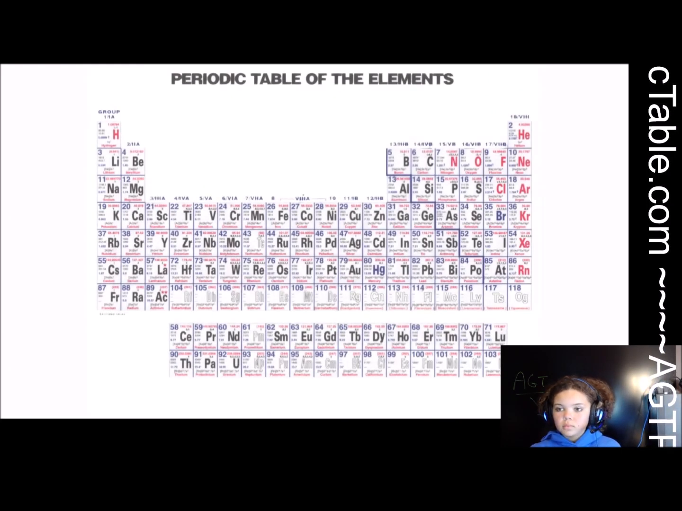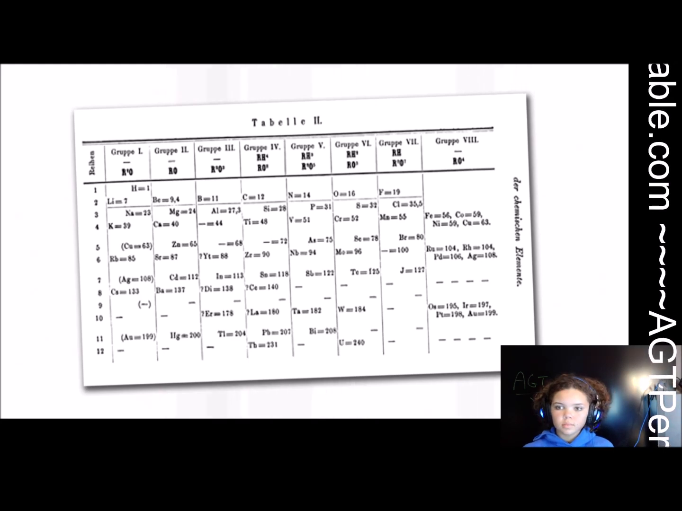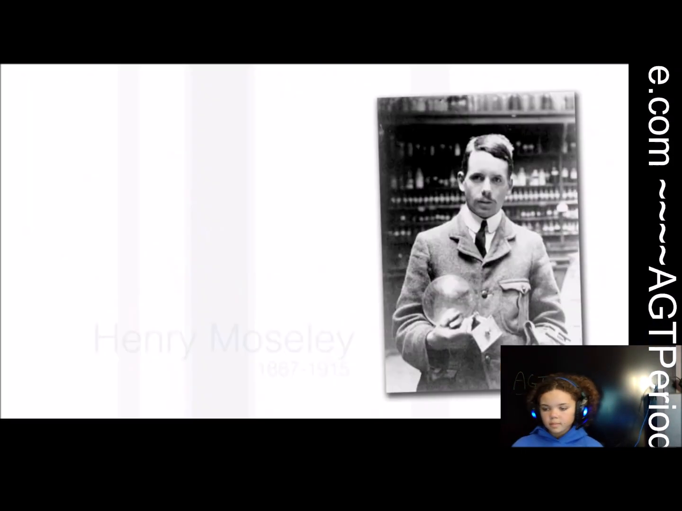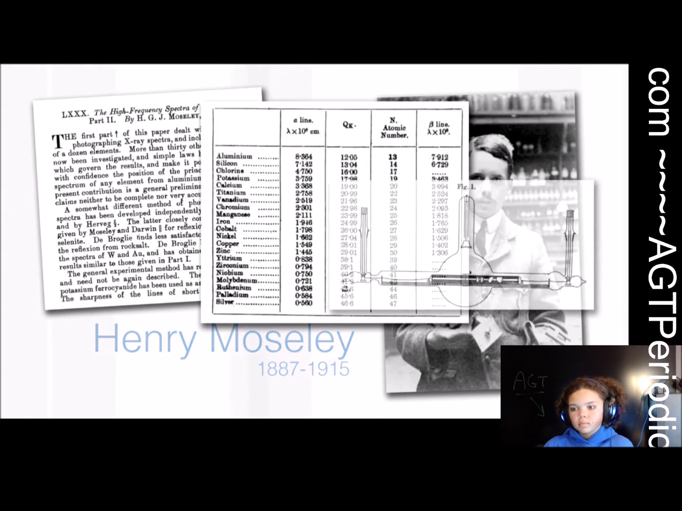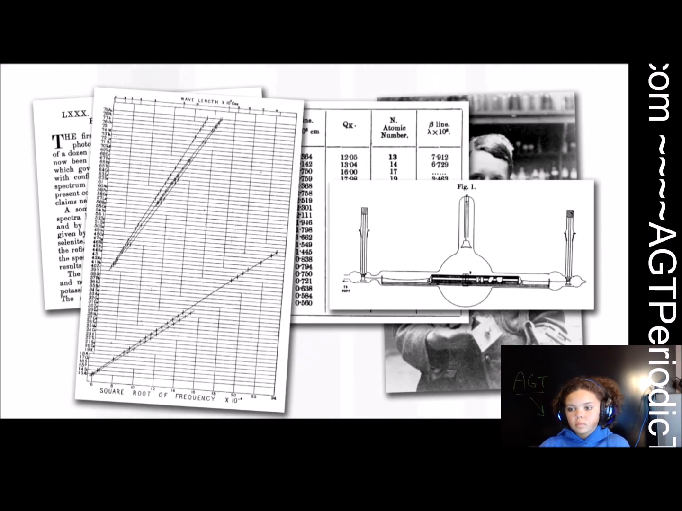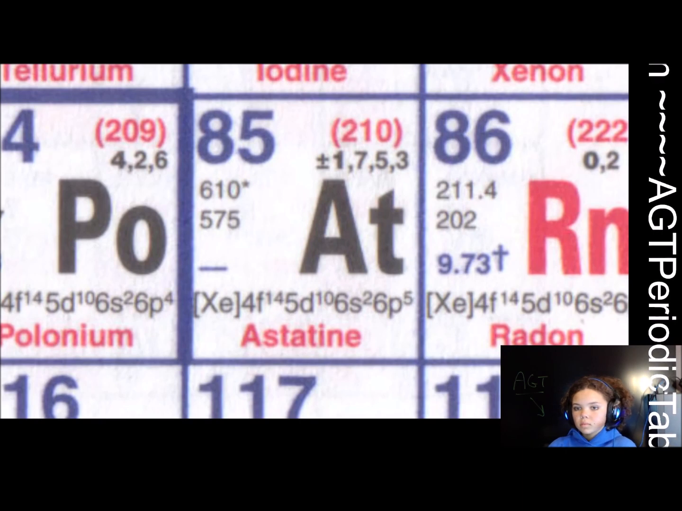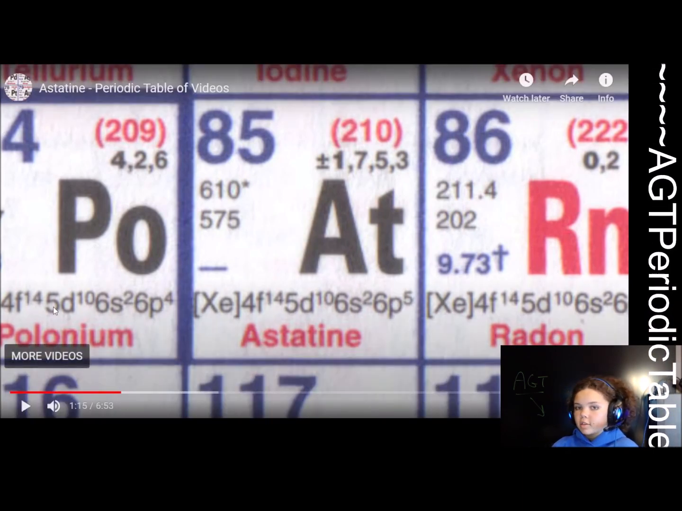Now they knew there should be an element there for two reasons. First of all, because if you looked at the periodic table, there appeared to be a hole, but that's not terribly scientific. But using the experiments that had been done in the early 20th century by a physicist called Henry Moseley, they knew that by the X-ray emissions of the different elements, there ought to be an element between polonium and radon.